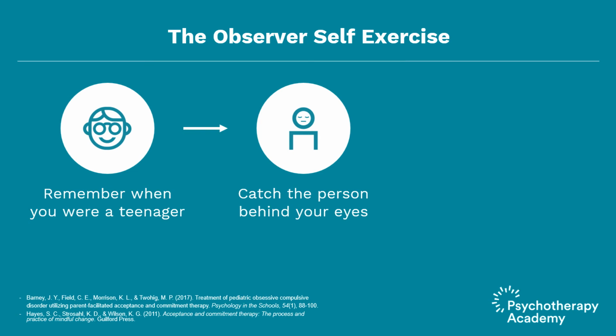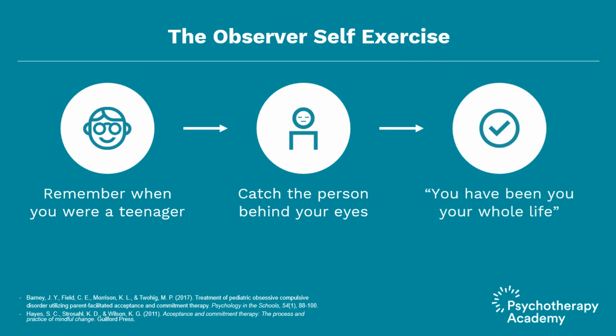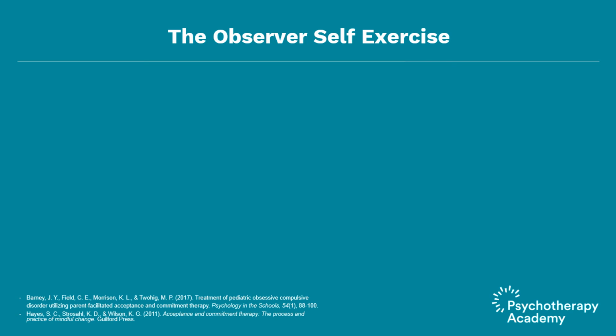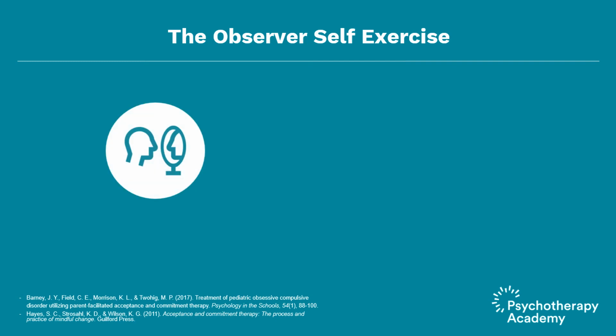There is an essential continuity between the person aware of what you are aware of now and the person who was aware of what you were aware of as a teen in that specific situation. You have been you your whole life. And now imagine yourself in the room that you're in this moment. When you are ready, you can open your eyes.